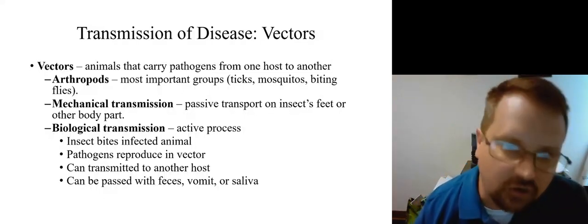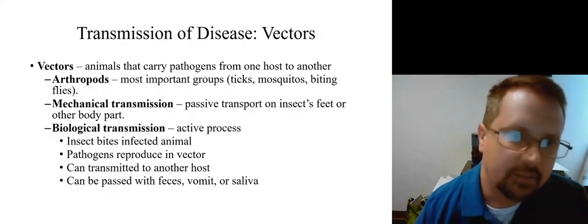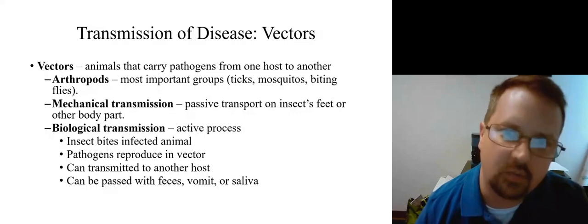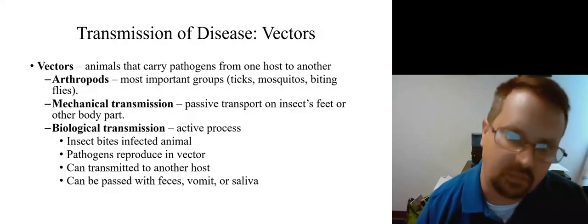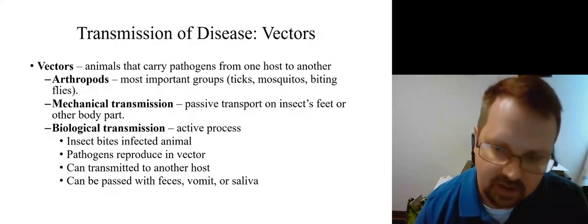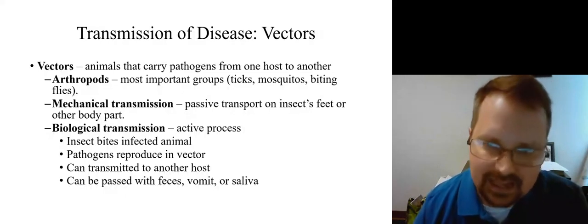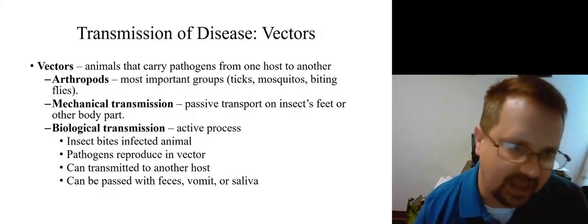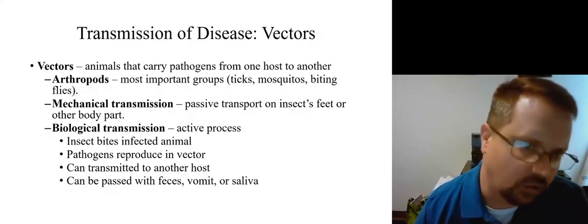There's other vectors. We'll talk about vectors. Many of them are insects, but these are animals that carry pathogens from one host to another. Arthropods are the most important groups. These especially are ticks and mosquitoes and other biting flies, like the trypanosoma causing African sleeping sickness, carried by the tsetse fly. Mosquitoes and other biting flies can transmit diseases. Mosquitoes and ticks are great examples.